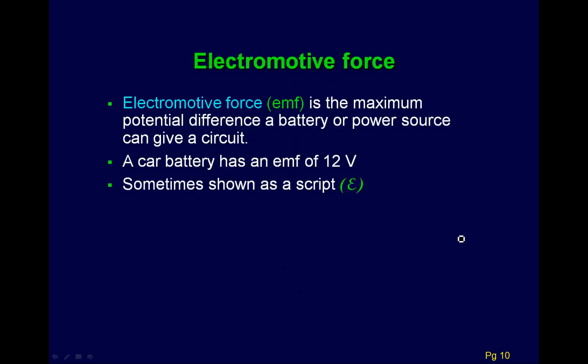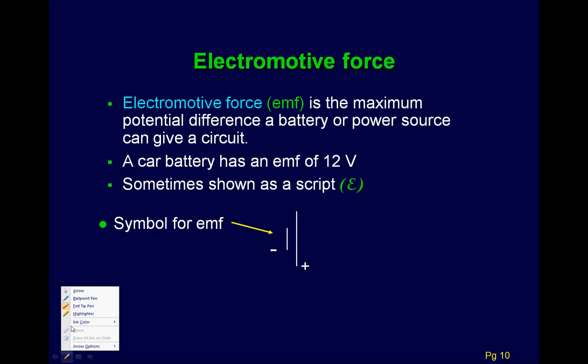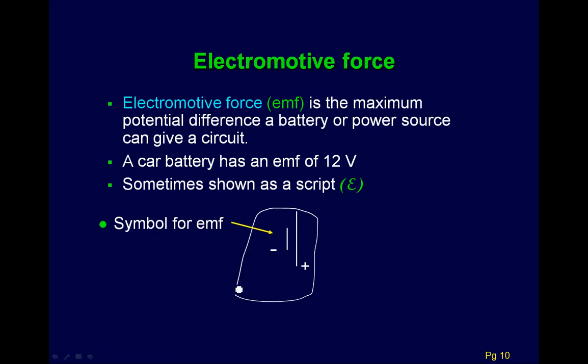And so the battery, we call this the electromotive force, and it's the potential difference that's given to your circuit. Again, for a car battery, the electromotive force is 12 volts. Here's the symbol we would use in circuit diagrams. There's a big line and a small line. The big line is the positive, the small line is the negative, and we use the script E.